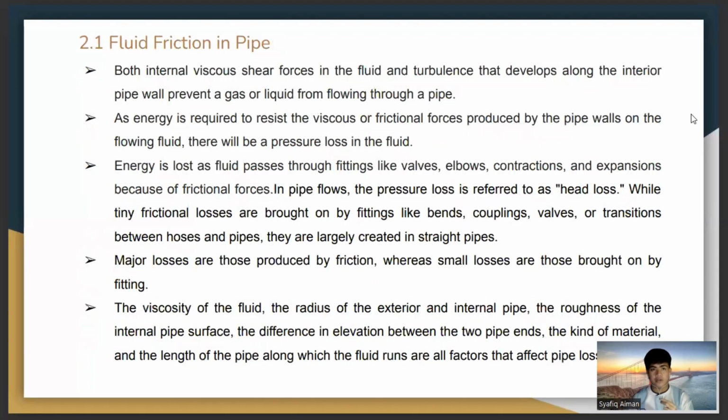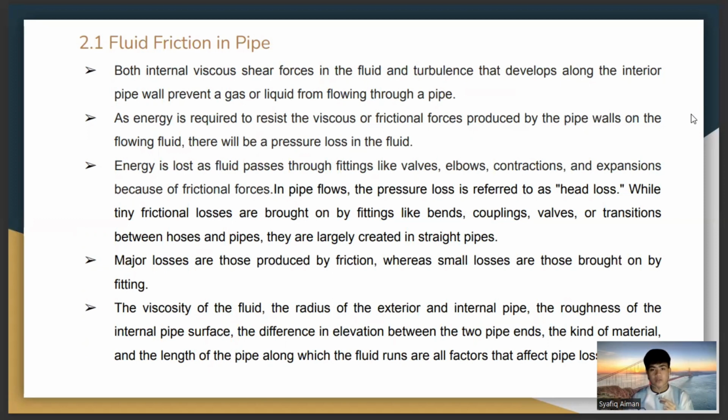So we go to the theory of fluid friction in pipe. Both internal viscous shear force in the fluid and turbulence that develops along the interior of the pipe will prevent a gas or liquid from flowing through a pipe. As energy is required to resist the viscous and frictional force produced by the pipe walls on the flowing fluid, there will be a pressure loss in the fluid. Energy is lost as fluid passes through fittings like valves, elbows, constrictions, and expansions because of frictional forces.